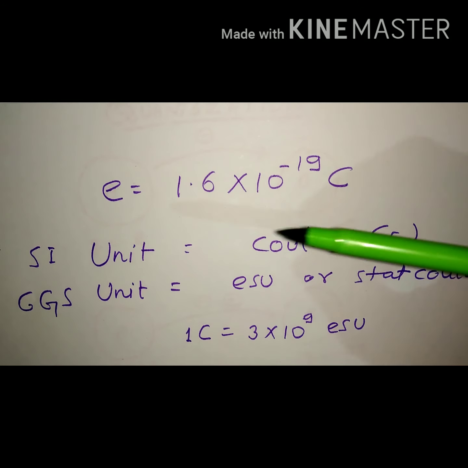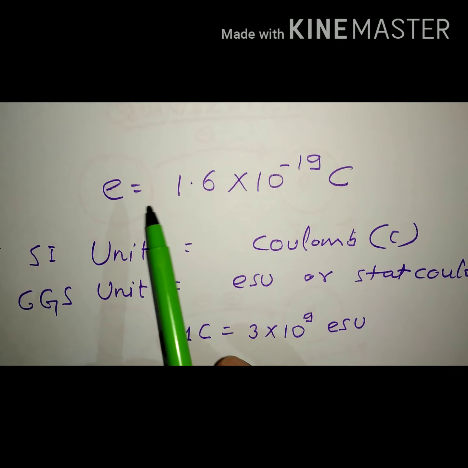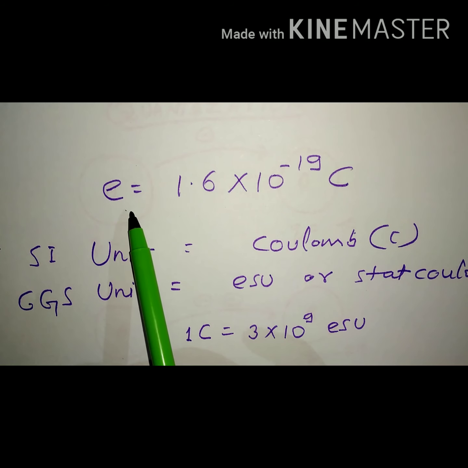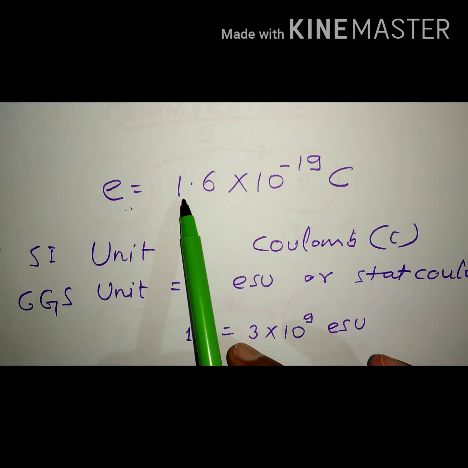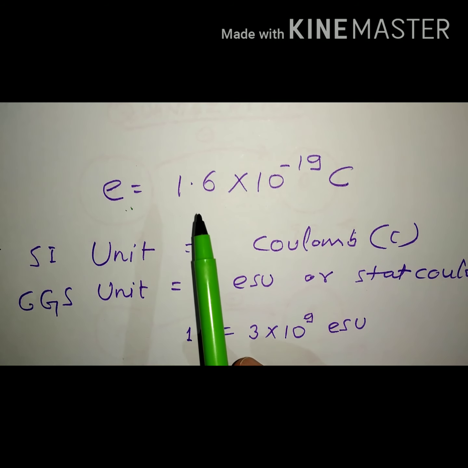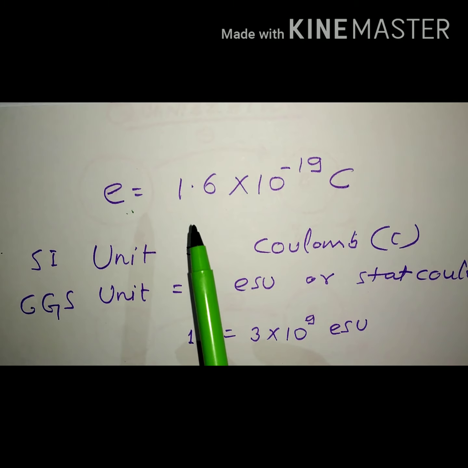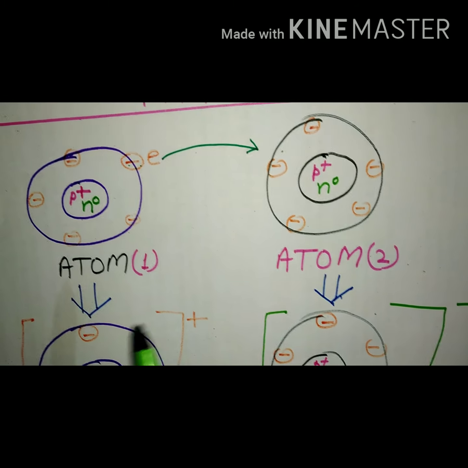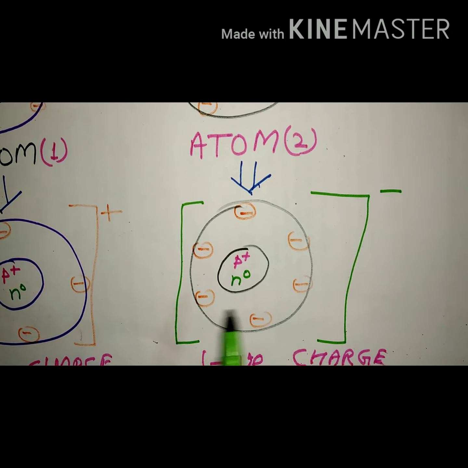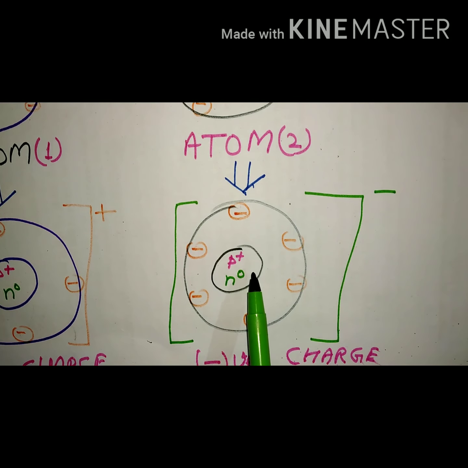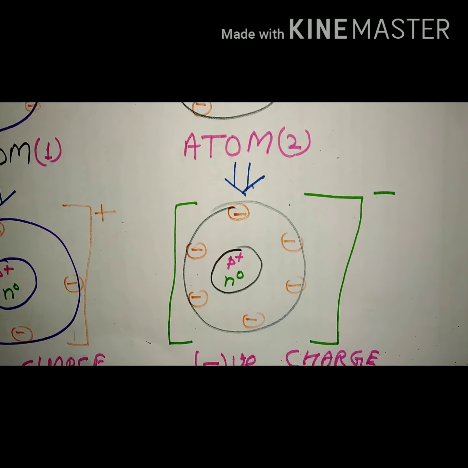Now you see, only the transfer of electrons can take place. Due to the transfer of electrons, the material which loses the electron becomes positively charged and the material which gains the electron becomes negatively charged.